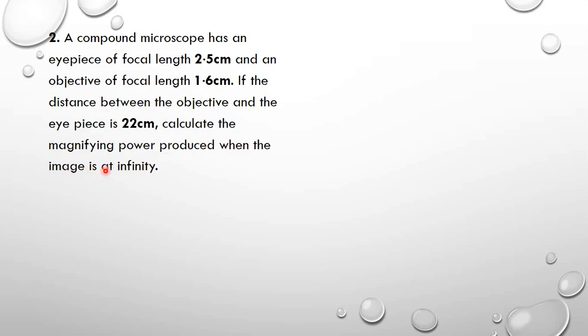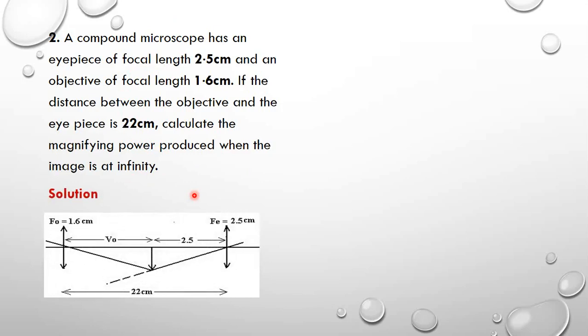We know that when the image is at infinity, the intermediate image formed by the objective lens is going to be at the principal focus of the eyepiece. So this is what you are going to be having. The intermediate image is at the principal focus of the eyepiece, and therefore the distance from that intermediate image up to the eyepiece is going to be 2.5 centimeters.